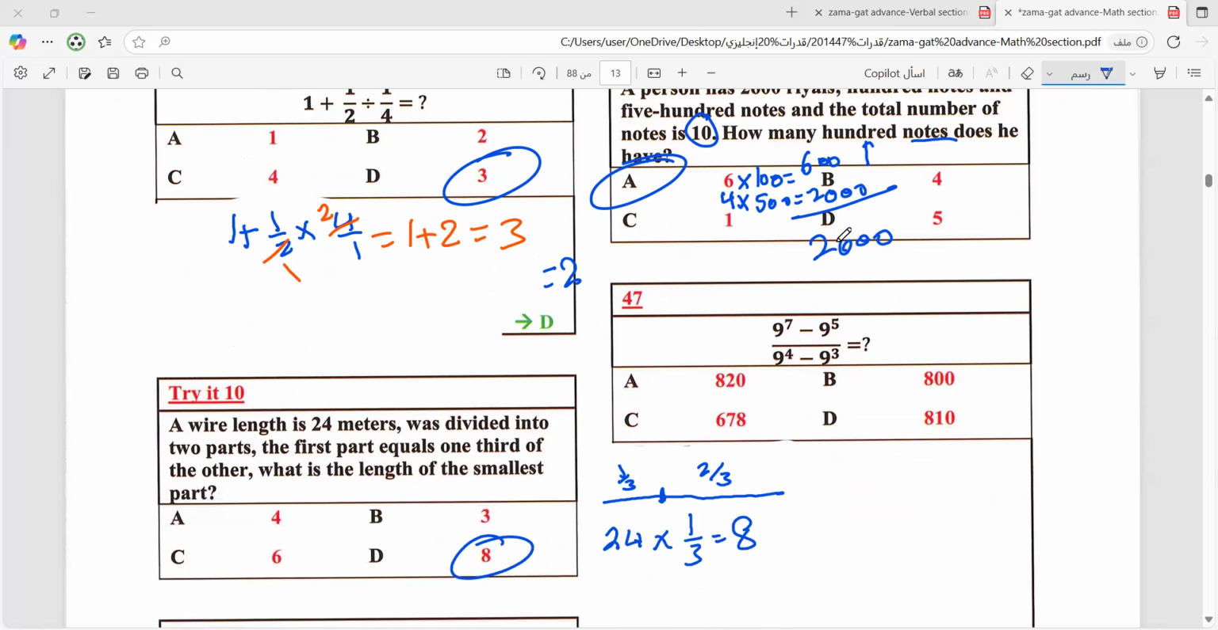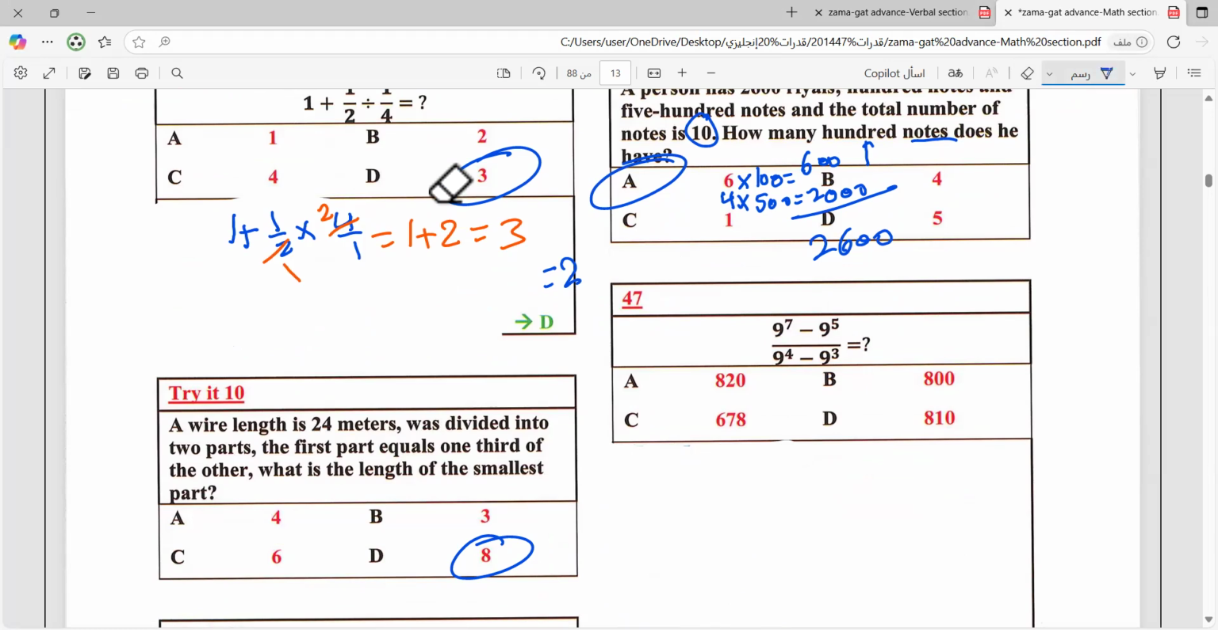Okay, yalla, 47, yalla Yasmin. 9 to the power 7 minus 9 to the power 5 over 9 to the power 4 minus 9 to the power of 3. Can I simplify 9 to the power 7 with 9 to the power 4? No, I can't. Why? Because there is subtraction or addition. If there is addition or subtraction between the numbers, I can't simplify.